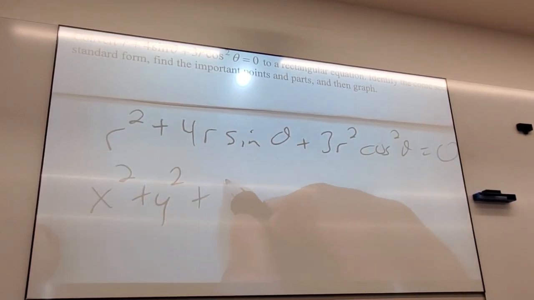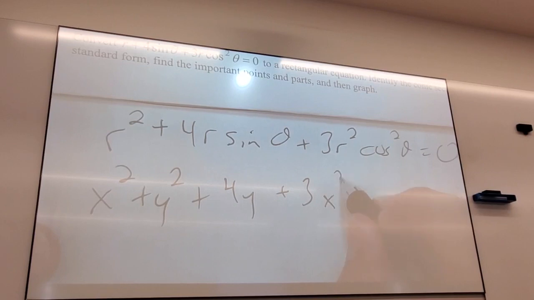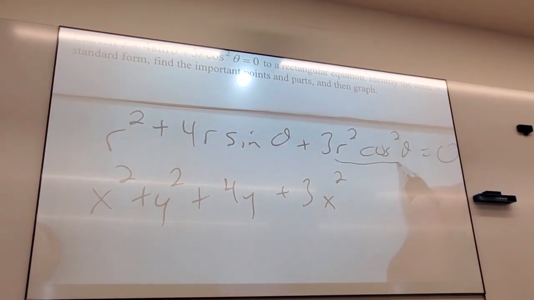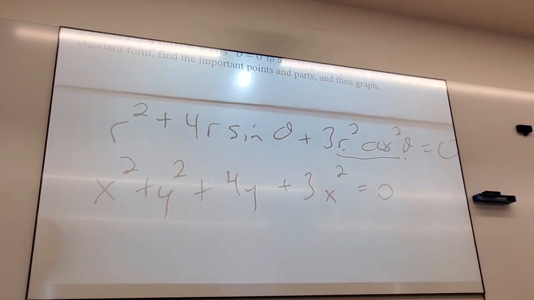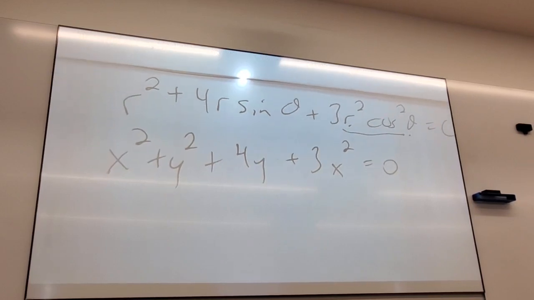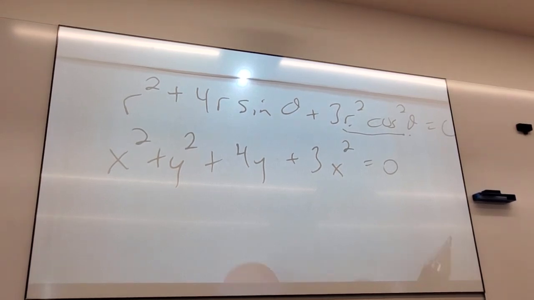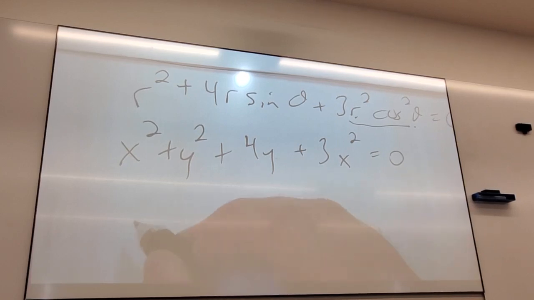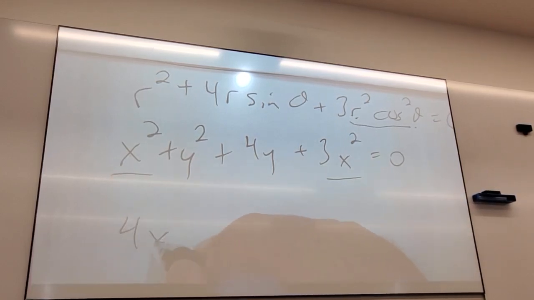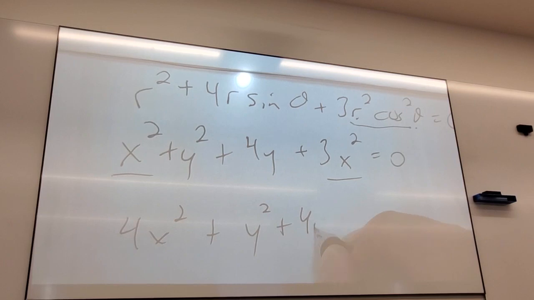4r sine theta? 3r squared cosine squared theta? What's r cosine theta? Oh, x. So what's r squared cosine squared theta? x squared. So you see what that's going to be? Gotta be careful. What can you put together here? So you get 4x squared plus y squared plus 4y equals 0.